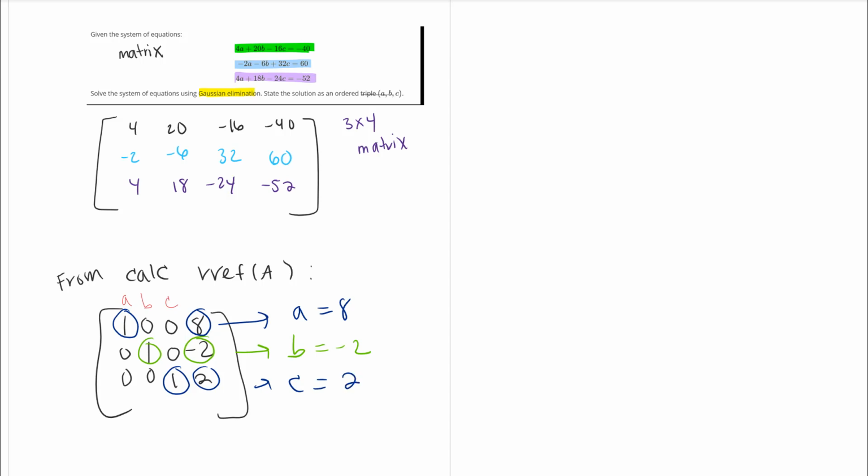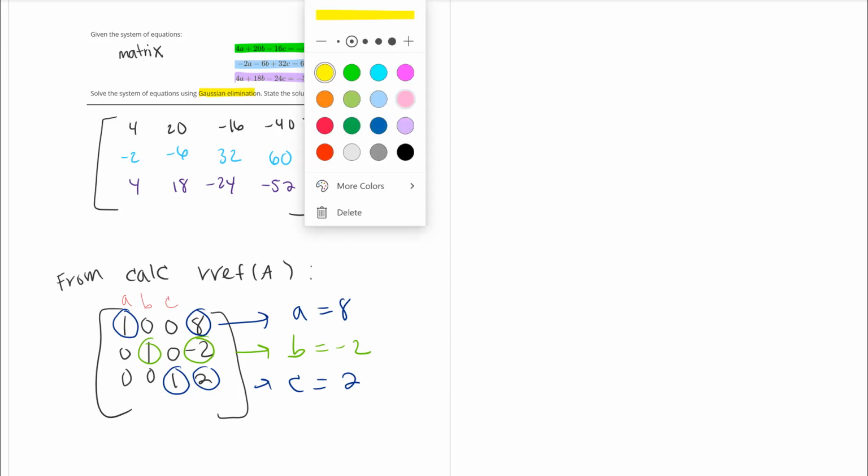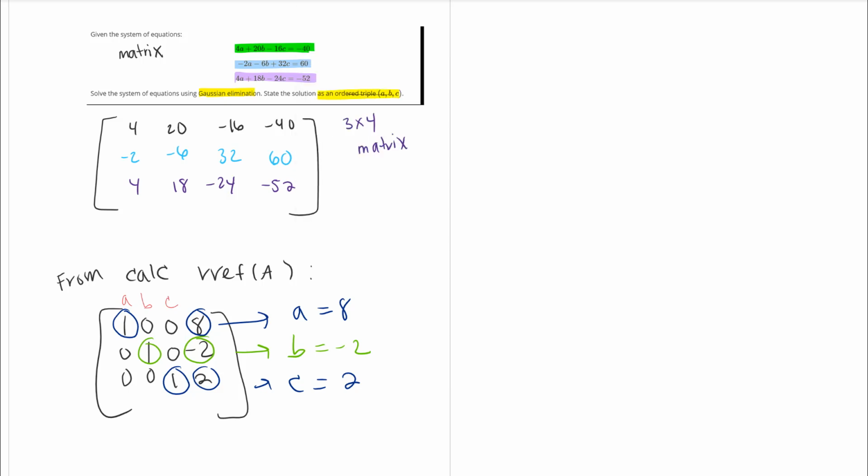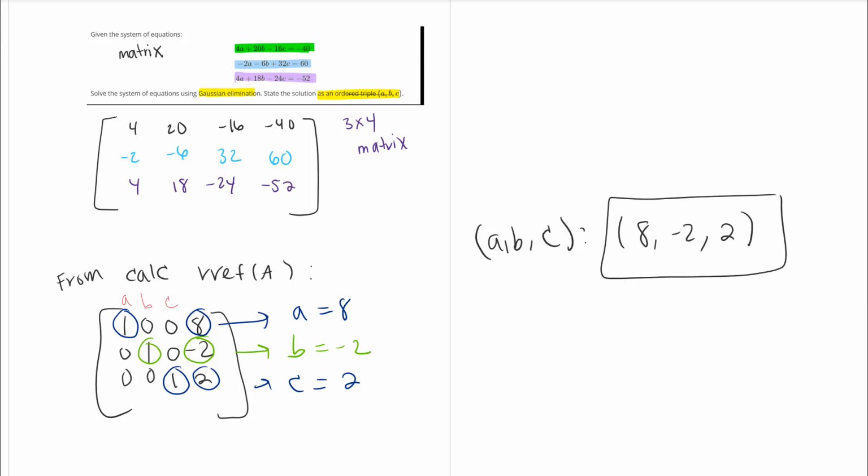Specifically, it says to write it as a triple ordered pair. So you want to write it as A, B, C, since it's in alphabetical order. My A value is 8, my B value is negative 2, and my C value is a positive 2. So that would be my final answer.